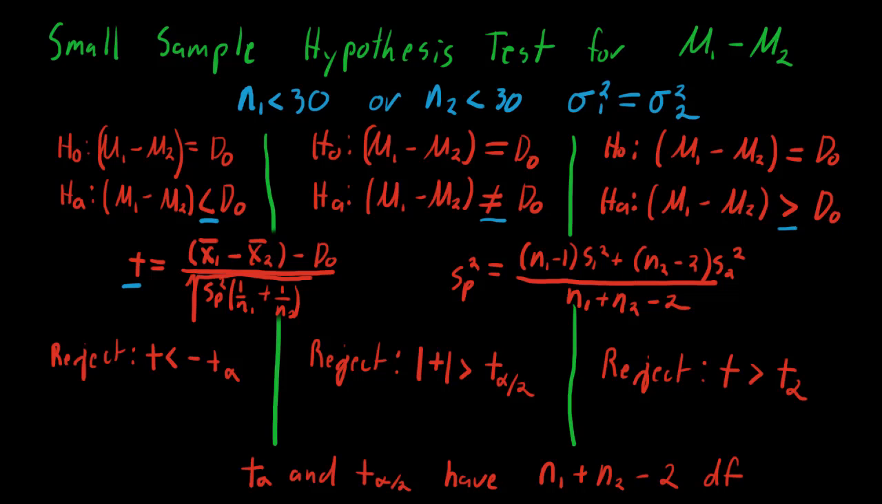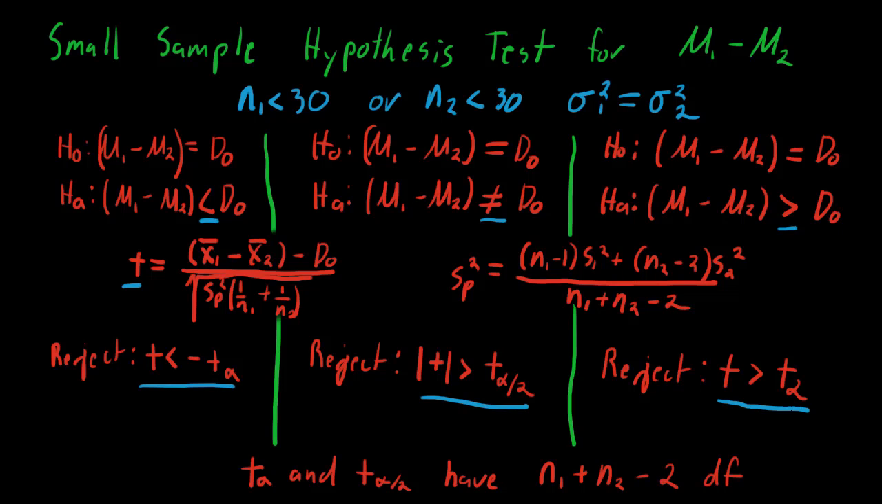And then we have the same rejection regions that we've had for all of our t-tests, where we have t is less than negative t alpha, absolute value of t is greater than t of alpha over 2, and t is greater than t alpha. And then for our degrees of freedom for both t of alpha and t of alpha over 2, we have n1 plus n2 minus 2 degrees of freedom.